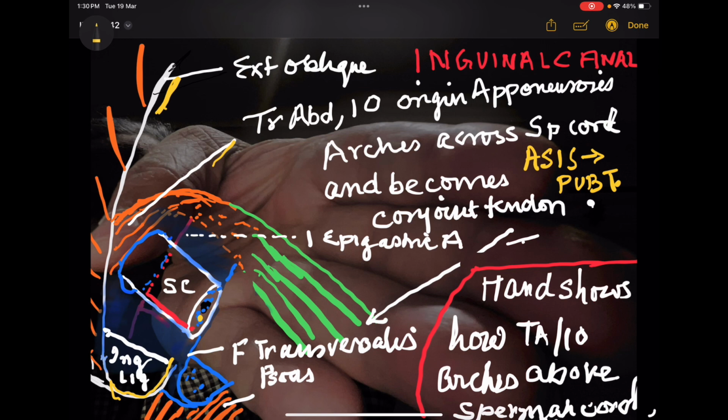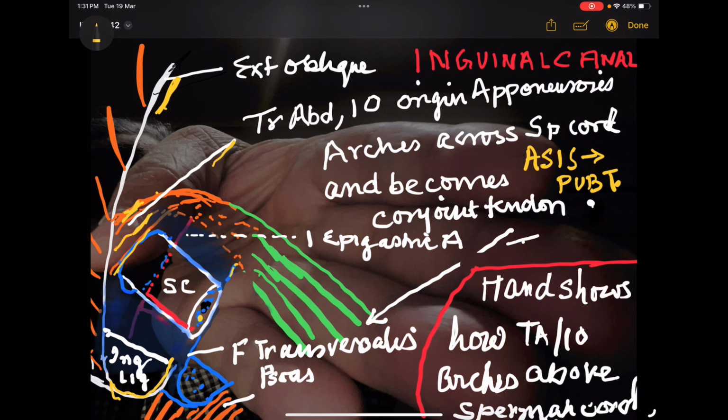Posteriorly, you have the fascia transversalis. The anterior wall is strengthened laterally by the rising fibers of the internal oblique and transversus abdominis. These are the rising fibers. They arch around above the contents of the inguinal canal, that is the spermatic cord, and they form a conjoined tendon which is inserted on the pubic tubercle.